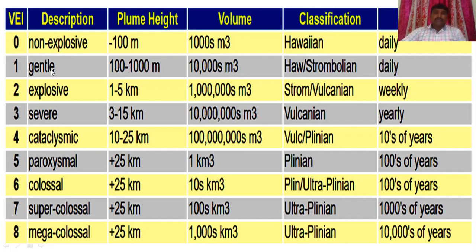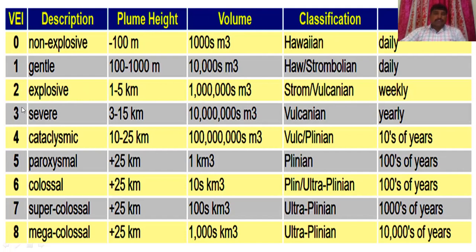And the second is gentle. The plume height would be 100 to 1000 meters. The volume would be 10,000 cubic meters. And this could be classified as Hawaiian and Strombolian eruption, and the frequency would be daily. The third is explosive. Plume height would be 1 to 5 kilometers, and volume is about 10 lakh cubic meters. And the classification would be Strombolian type or Vulcanian type.